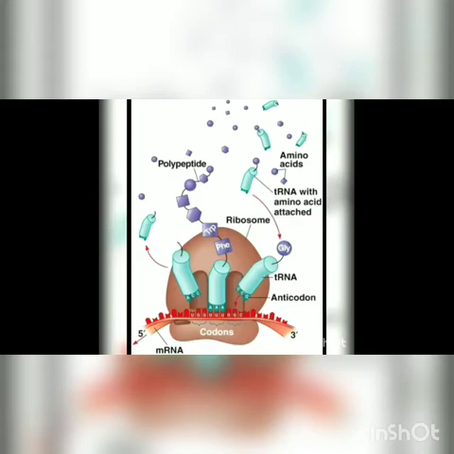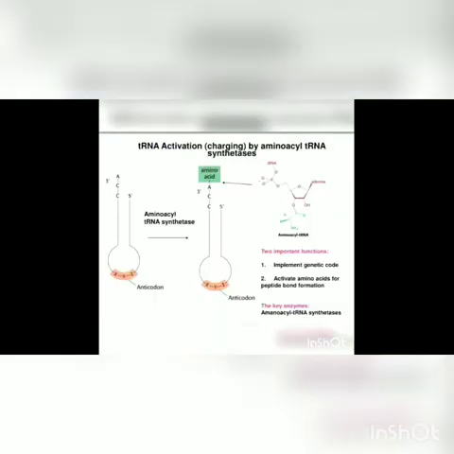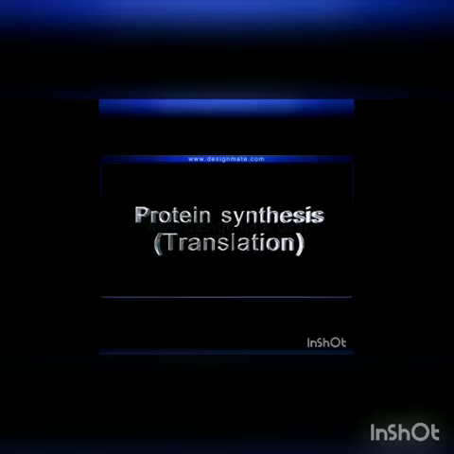For initiation, there is another specific tRNA that is referred to as initiator tRNA. There are no tRNAs for stop codons. The stop codons or the nonsense codons do not have a tRNA.